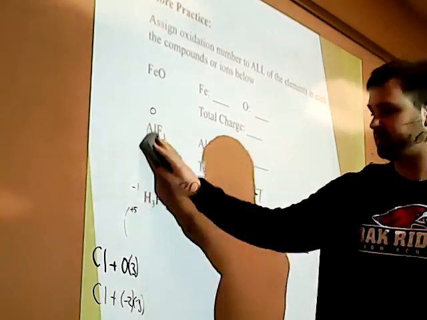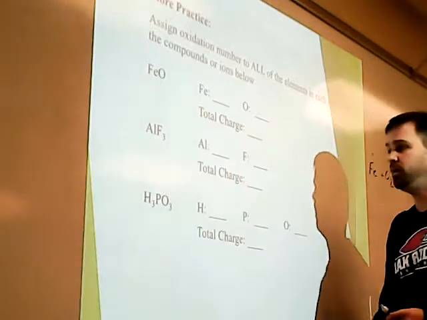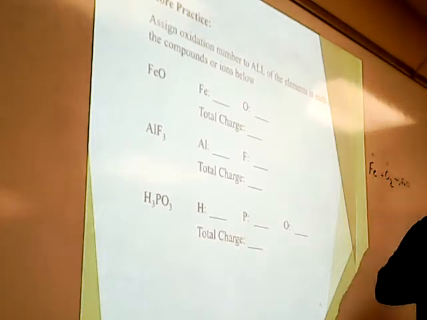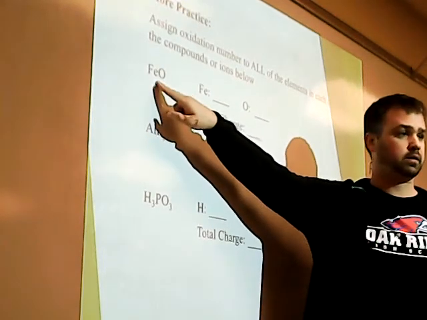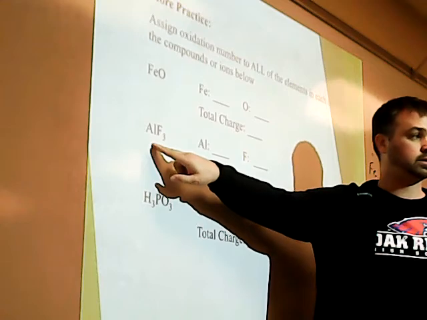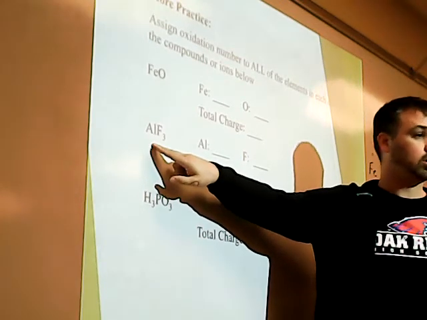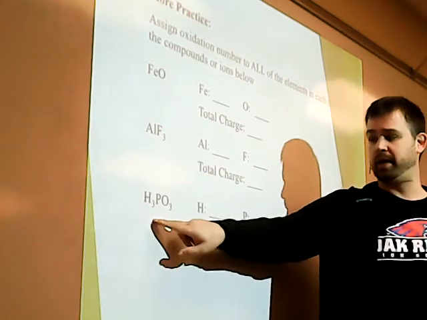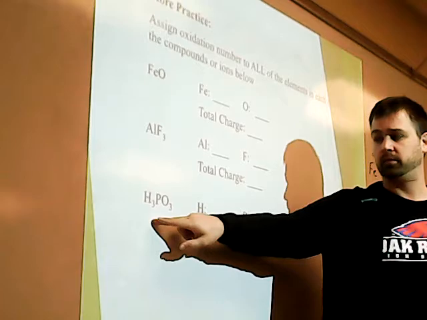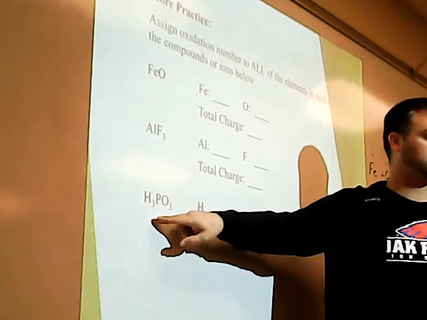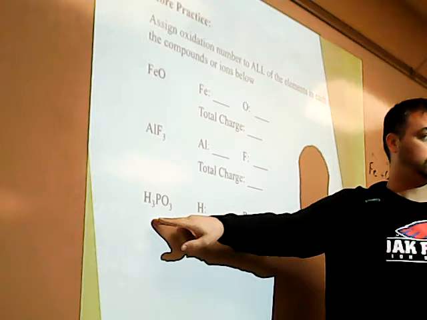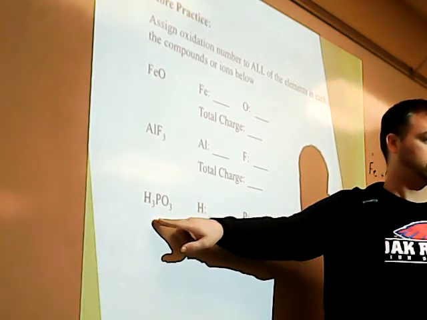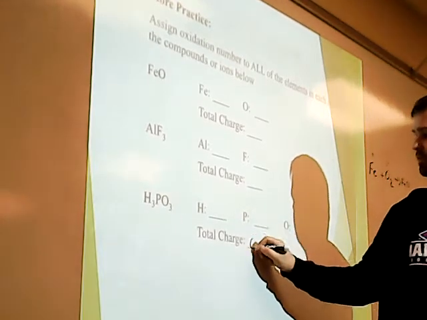So, with these next handful of examples, the easy thing to do first is to come up with your total charge. What's my total charge on iron oxide? 0. On aluminum fluoride? 0. What about on phosphorous acid? 0. Do you see a charge indicated? So what's the implied charge? 0. So all of these are 0.